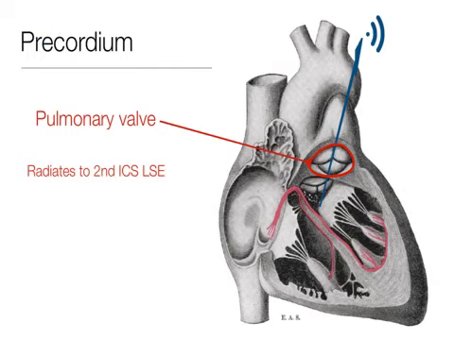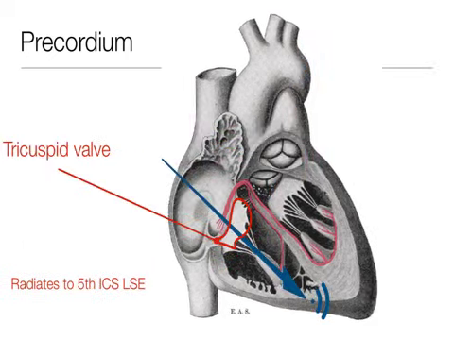The pulmonary valve, here it is outlined, and if you imagine blood flowing through the pulmonary valve, the sound will follow the flow of blood, and this radiates to the second intercostal space at the left sternal edge. So that's where you should listen for the heart sounds and any murmur of stenosis there. And the tricuspid valve is outlined here, and the heart sounds of the tricuspid valve radiate to the fifth intercostal space at the left sternal edge, and again a murmur of tricuspid stenosis will also radiate in this direction.